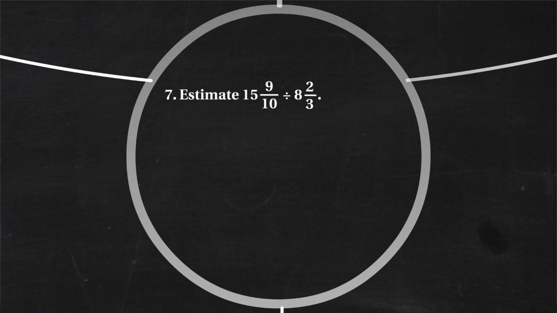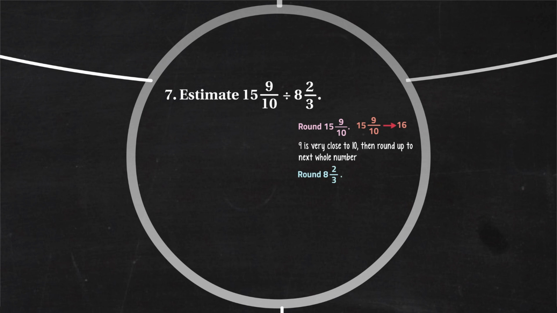Estimate 15 and 9/10 divided by 8 and 2/3. To estimate this, we will round each mixed number. First, round 15 and 9/10. 9 is very close to 10, right? Then we round up to the next whole number. Therefore, 15 and 9/10 is rounded to 16.